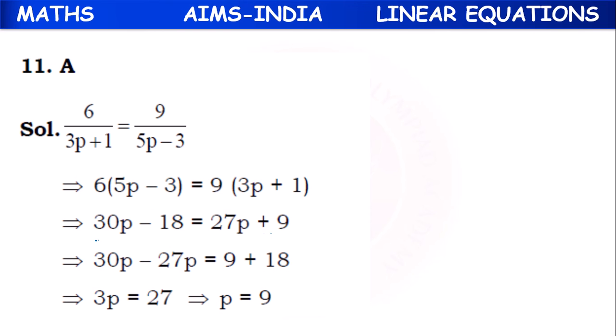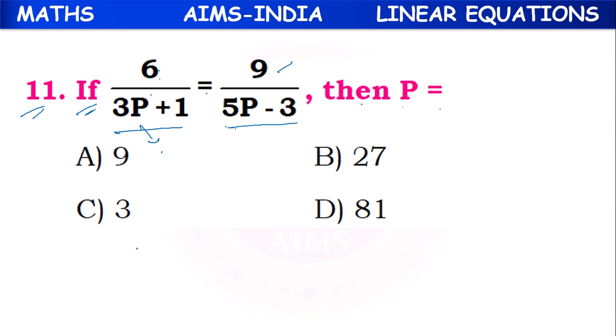Let's take all p terms. 30p is here, 27p is here. Let's take it towards left hand side: 30p minus 27p. Let's take minus 18 towards right hand side: 9 plus 18. So 30p minus 27p equal to 3p, and 9 plus 18 equal to 27. So p equal to 27 by 3, which is equal to 9. So 11th question, option A, 9 is the correct answer.